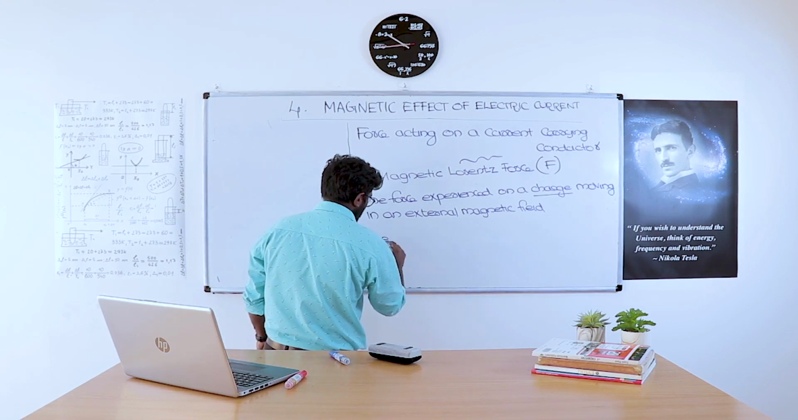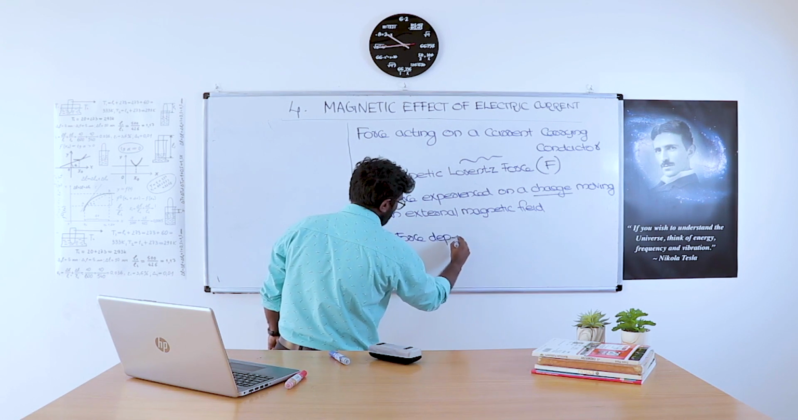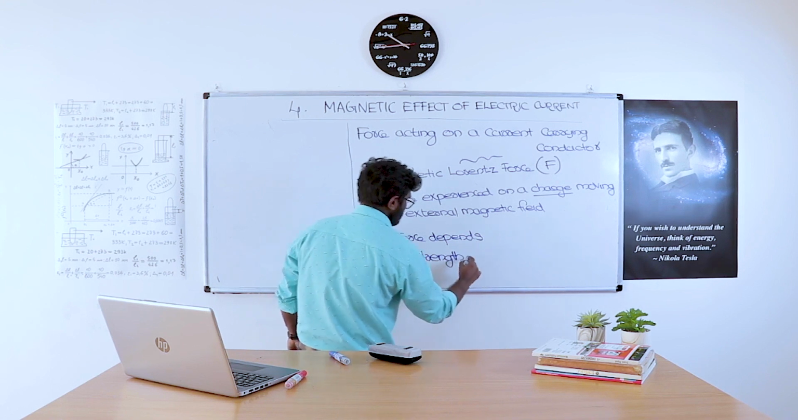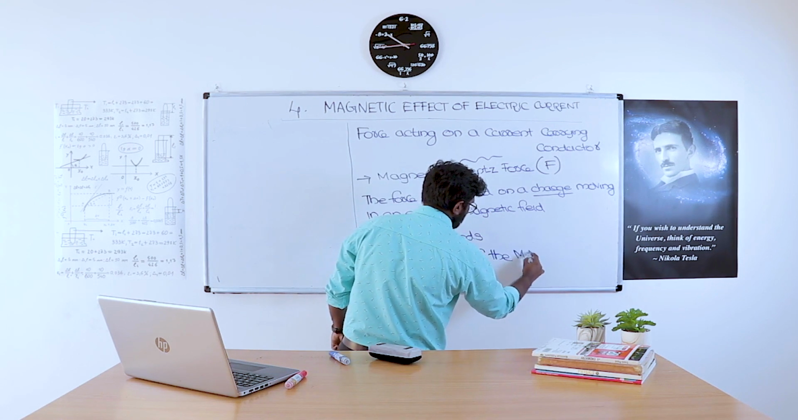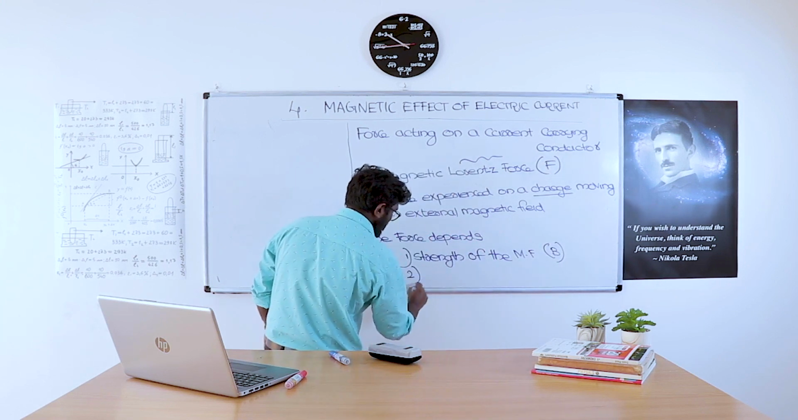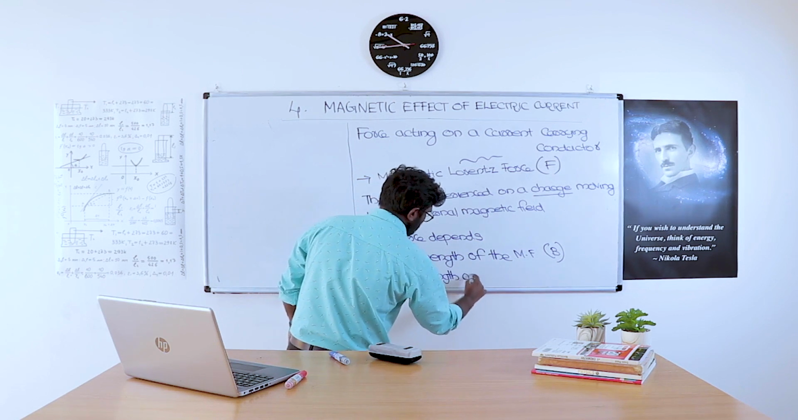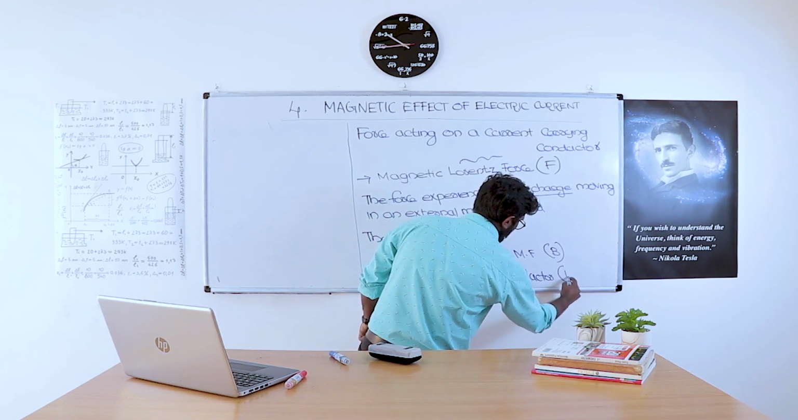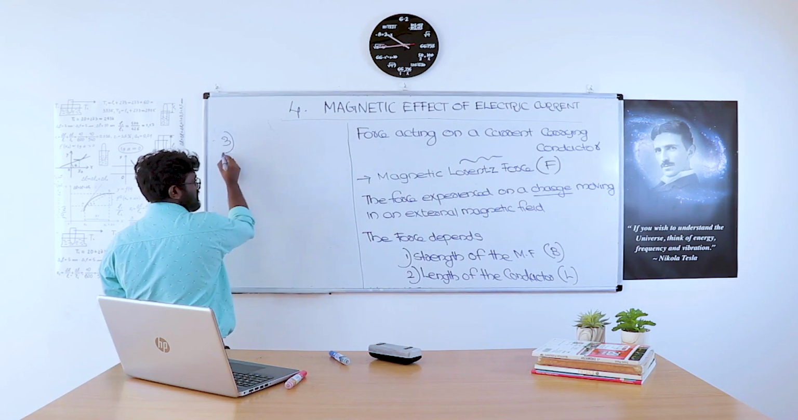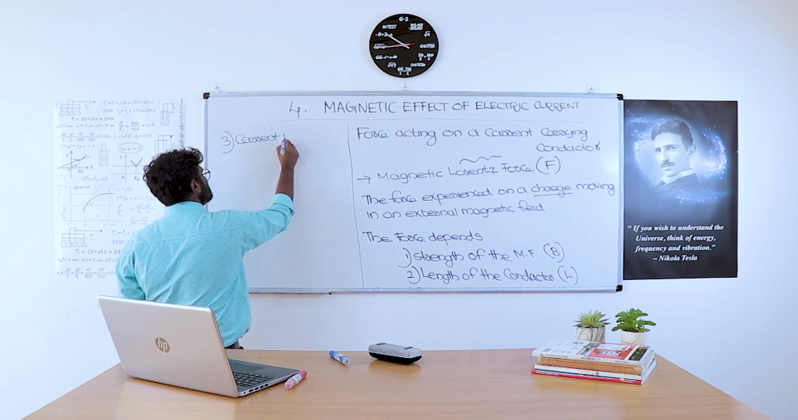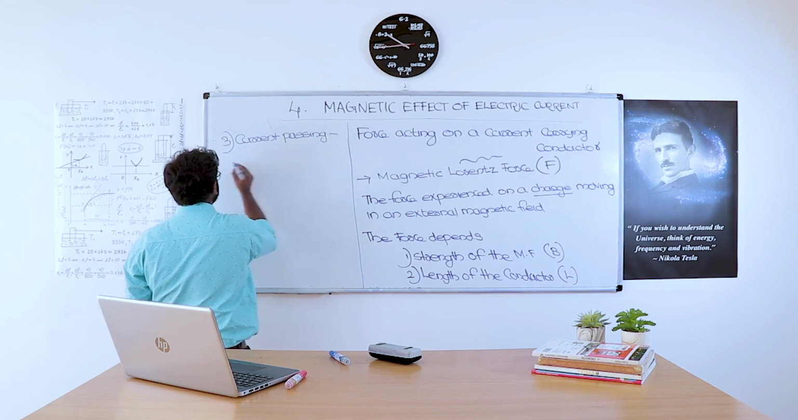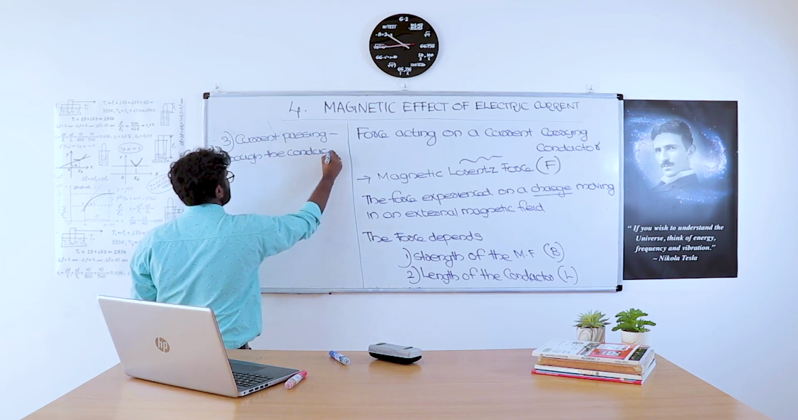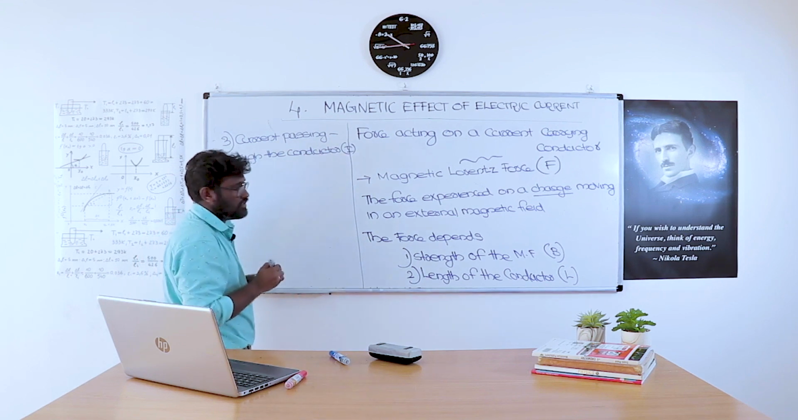The force depends upon three factors. Number one, strength of the magnetic field, B. The second one, length of the conductor, L. The third factor on which the force depends is the current passing through the conductor, I.